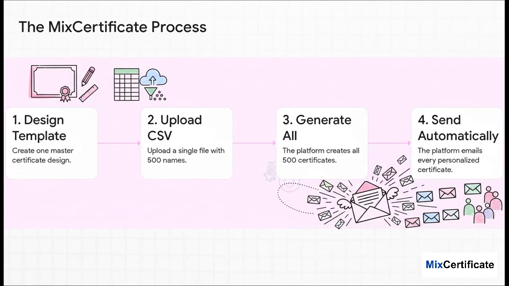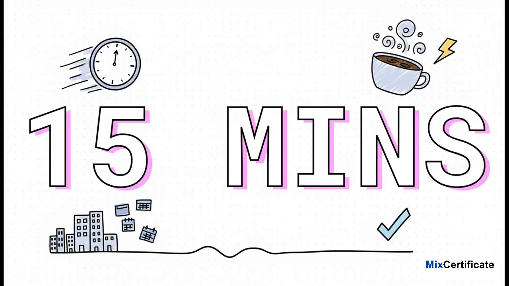Now, let's flip the script and look at the MixCertificate process. You still design one template, but then instead of all that duplicating, you just upload a simple spreadsheet with all 500 names. You click one button that says Generate All, and poof, the system automatically sends every single personalized certificate for you. And the time it takes to do all of that? 15 minutes. I'm going to say that again, 15 minutes.